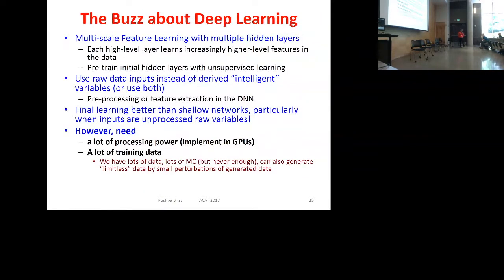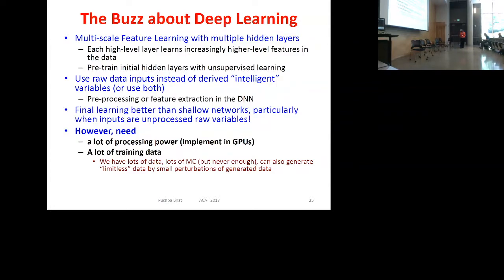So the buzz about deep learning is that you can have multi-scale feature learning with multiple hidden layers. Each high-level layer learns increasingly higher-level features in the data. You can pre-train initial hidden layers with unsupervised learning. And as I said, you can use raw data inputs instead of derived intelligent variables. So that's one of the attractions, or you can use both. And final learning, of course, can be better, as we have seen from many examples, as compared to shallow networks, particularly if you can provide it inputs with unprocessed raw variables.